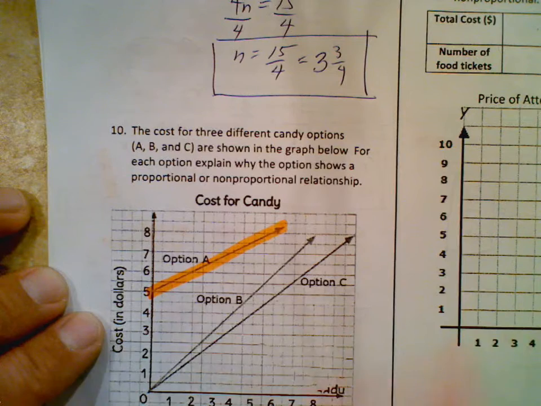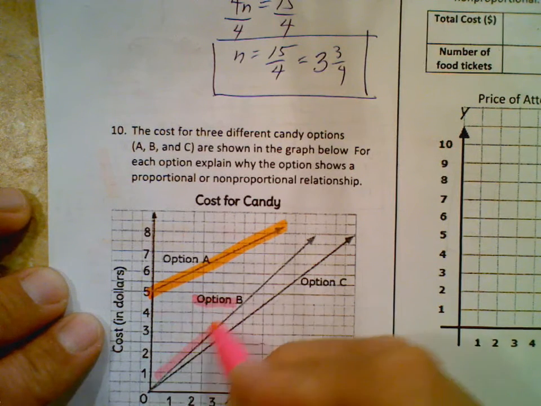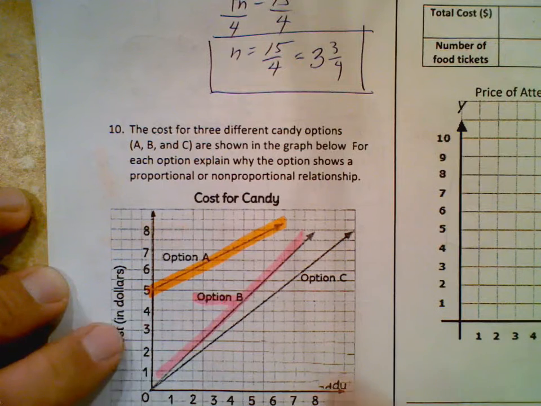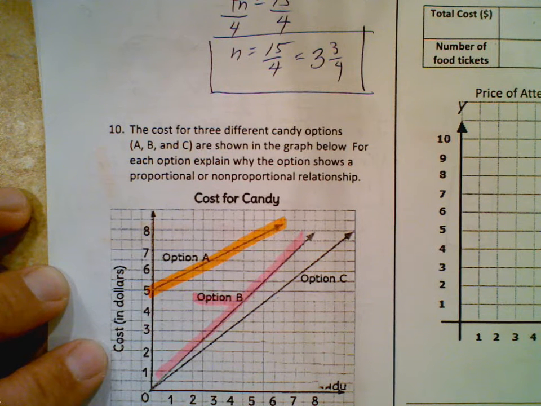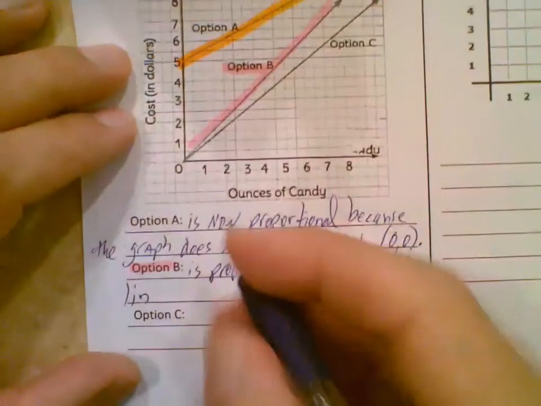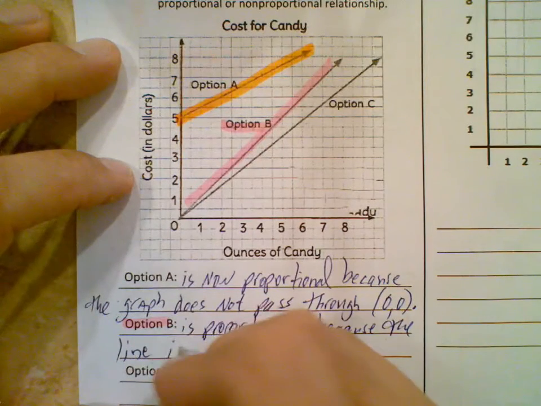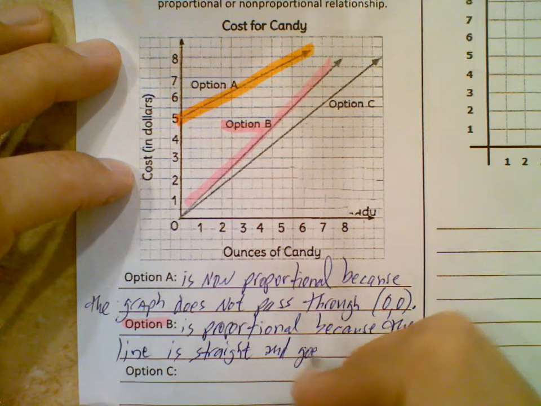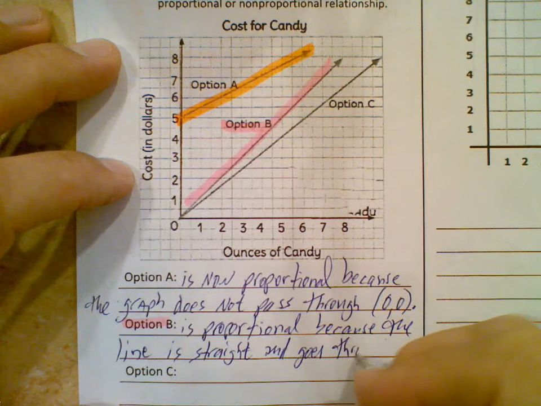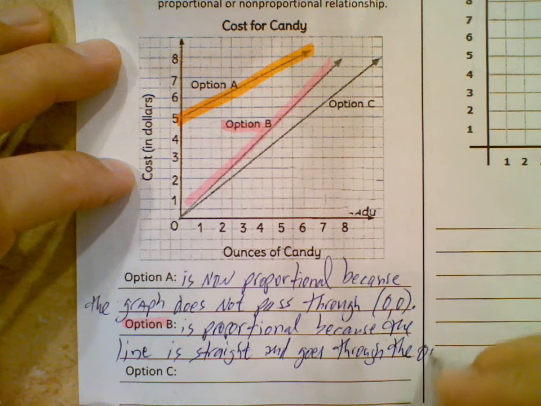Option B is proportional. That is, the cost and the ounces of candy are proportional, because the line is straight and goes through the origin. Remember, the origin is 0, 0.